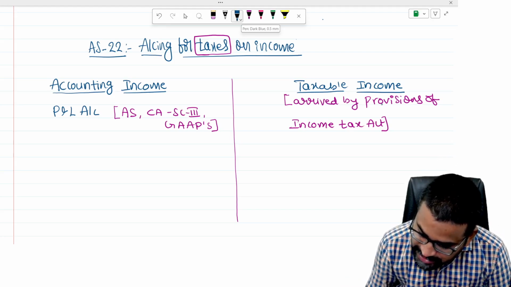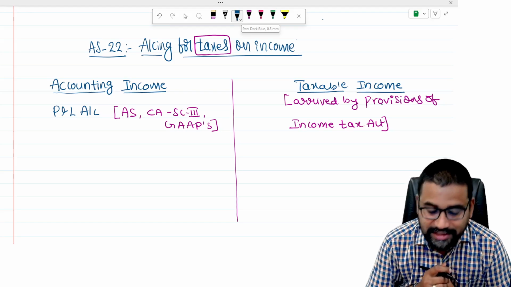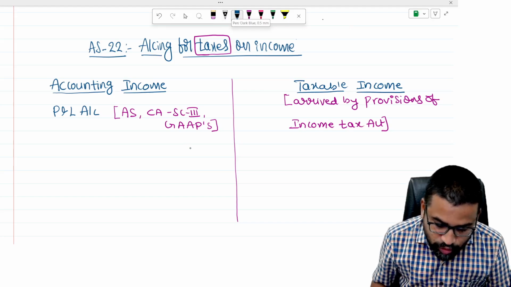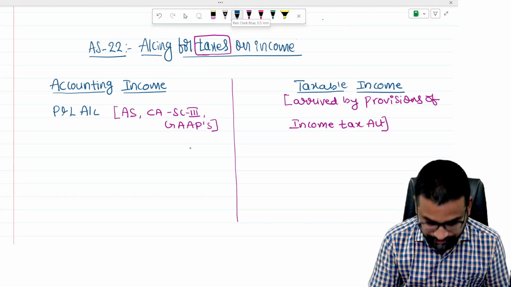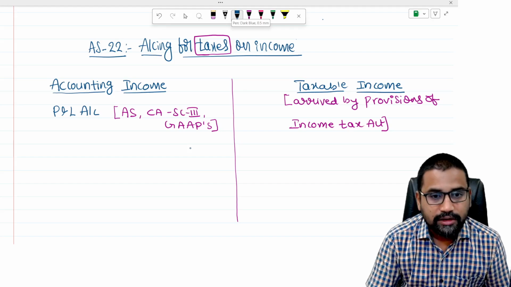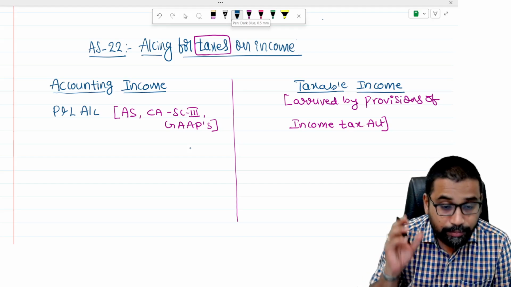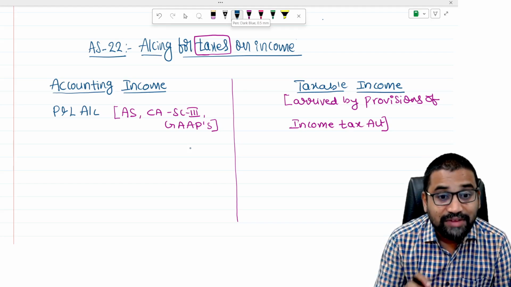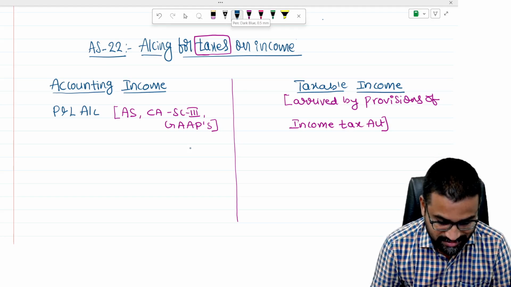So taxable income is arrived at by following the provisions of the Income Tax Act. Now obviously, if you follow different rules and regulations, definitely differences will arise.